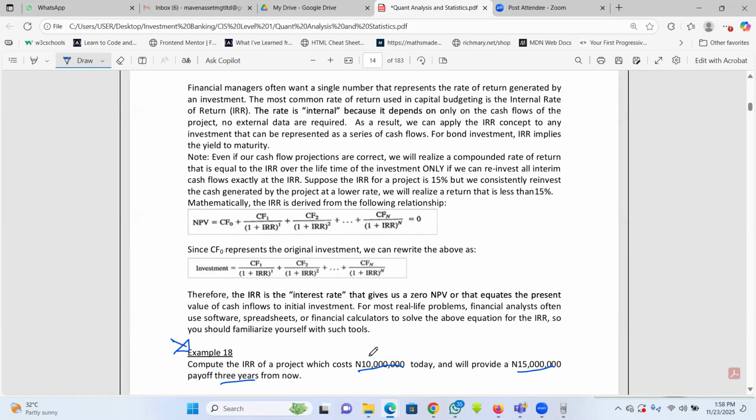The outflow. Which costs 10 million today? Present value. Provide 15 million a few years from now. Future value. What else? 3 years from now. What is this? This is N, the number of years.